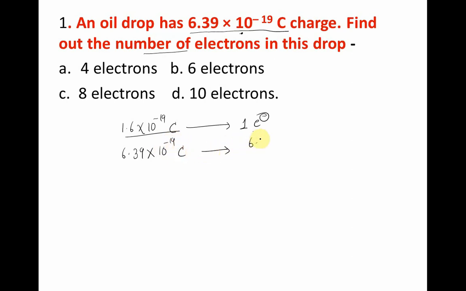So 6.39, I will write it as 6.4 into 10 to the power of minus 19 divided by 1.6 into 10 to the power of minus 19. So 6.4 divided by 1.6 is 4 electrons. So the given charge contains 4 electrons.